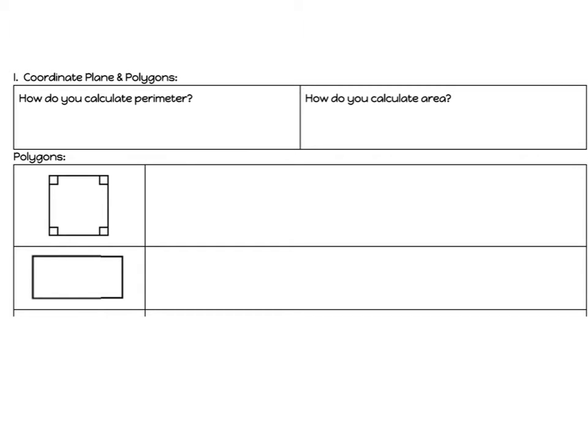So to talk about perimeter first, remember perimeter is the distance around an object. And we calculate the distance around an object by simply adding all the sides. Okay, so perimeter is very, very simple.